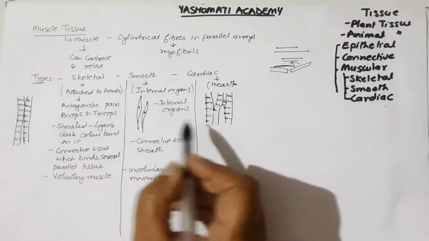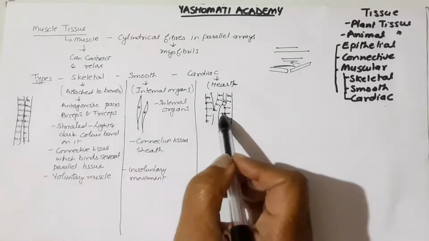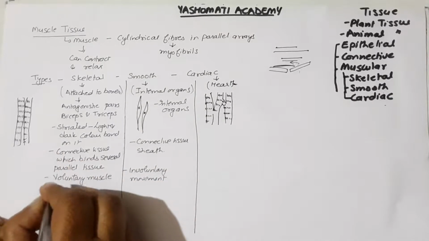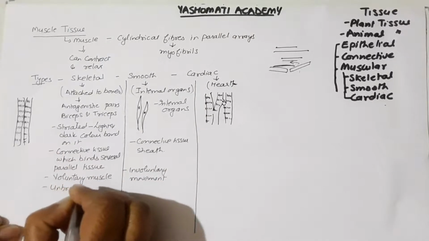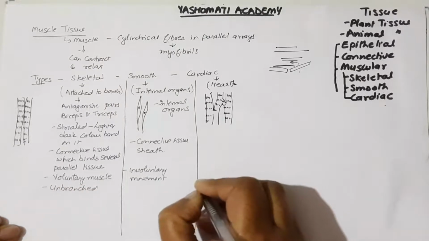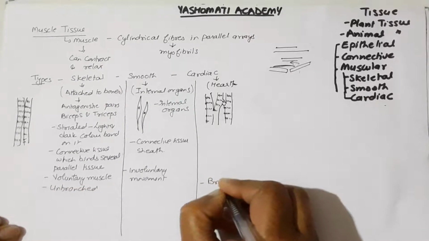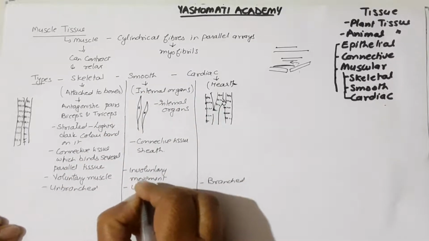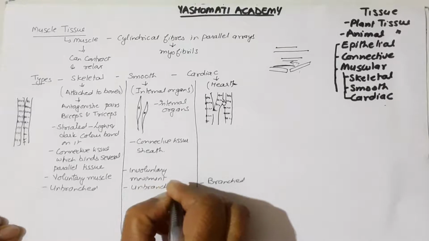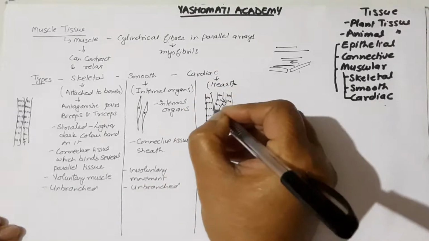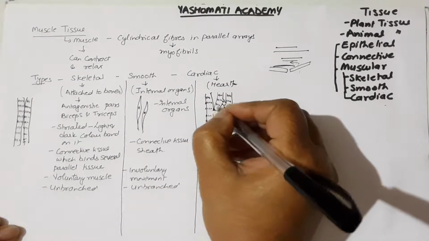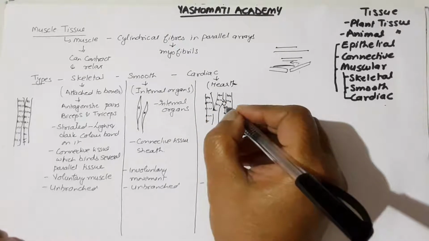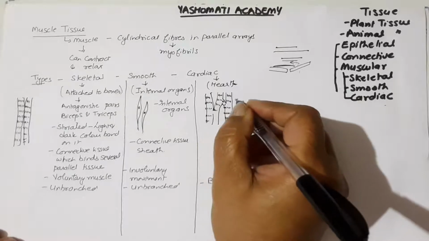Another difference between skeletal muscle and cardiac muscle is that skeletal muscles are unbranched, whereas cardiac muscle is branched. These bundles are attached to each other by cross connections, and hence it is called branched muscle.